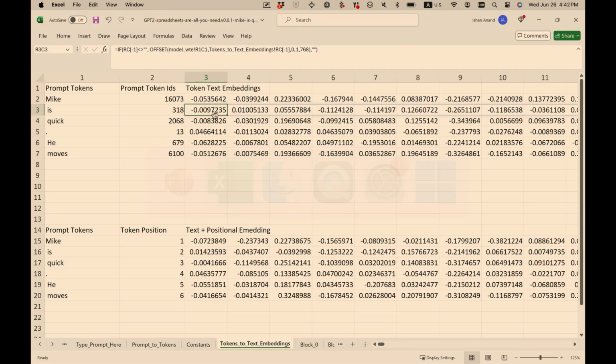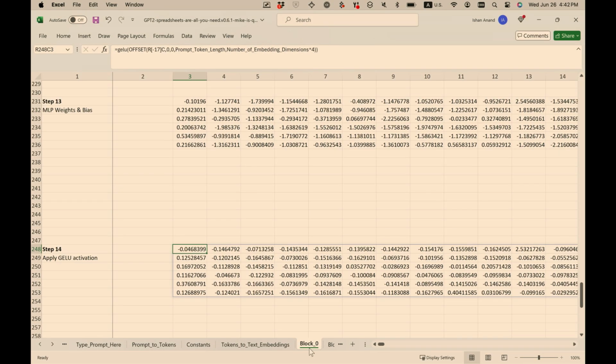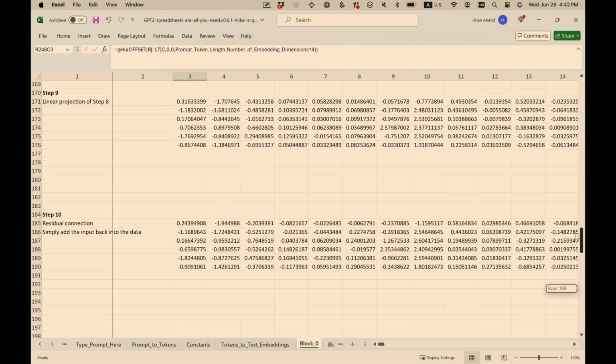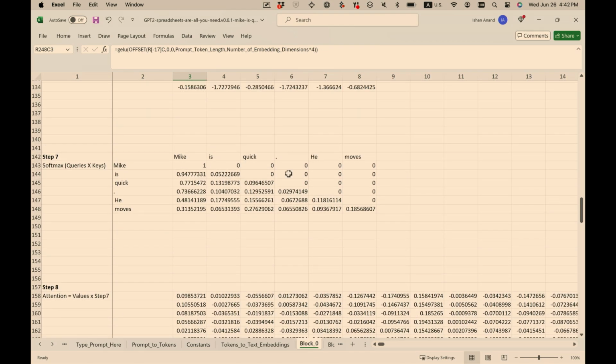So let's see where this is all happening. So these are our layers. Now there's 12 of them. So this is block 0 all the way to block 11. Each one's a tab. And then if you go up here, we can't go through all of this in the time we have, but this is one of the attention heads. This is step 7. This is where you can see where each token is paying attention to every other token.